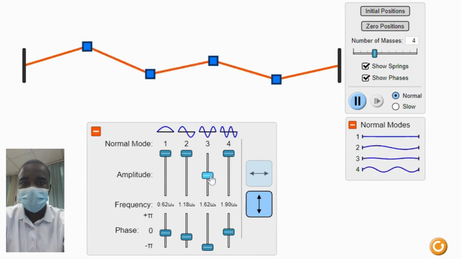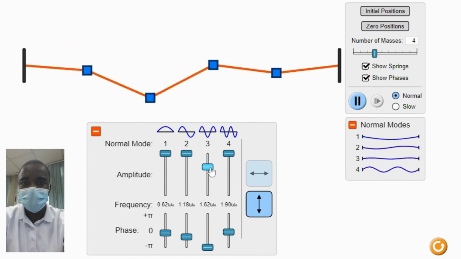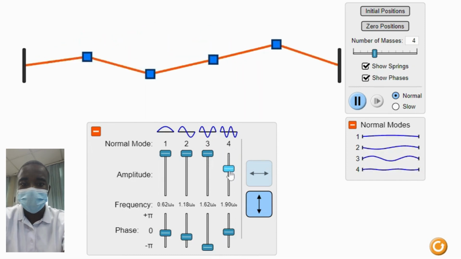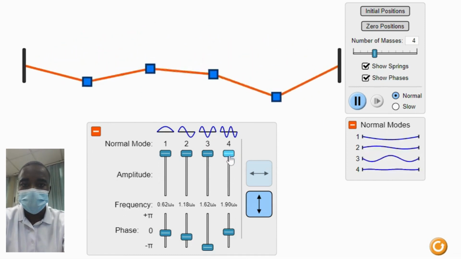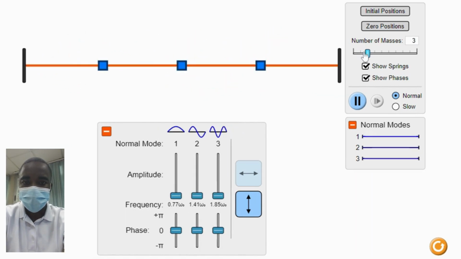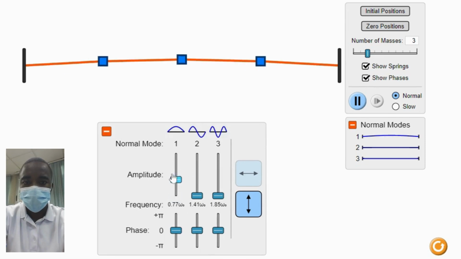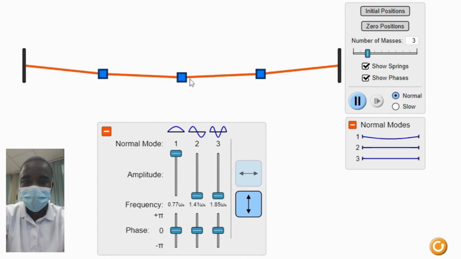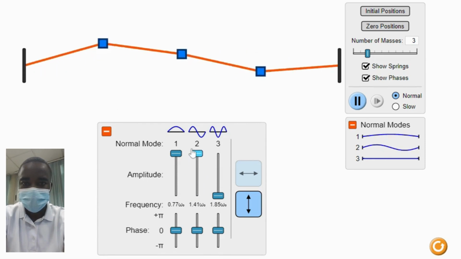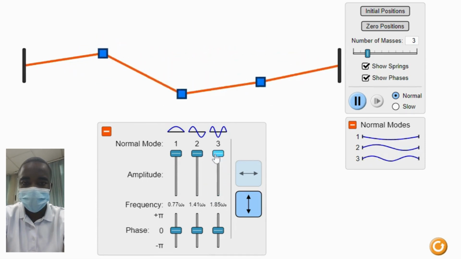This is because higher numbered modes involve more complex patterns of motion, involving multiple nodes, which are points of no displacement, and antinodes, which are the points of maximum displacement. As the number of nodes and antinodes increases, the frequency of the mode also increases, making higher numbered modes vibrate at faster rates than lower numbered ones.